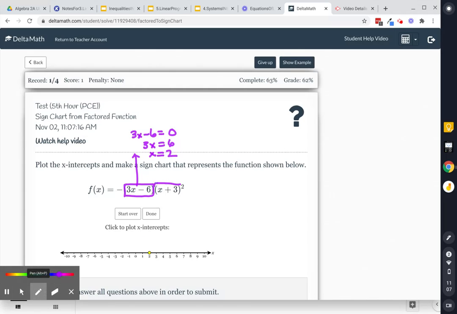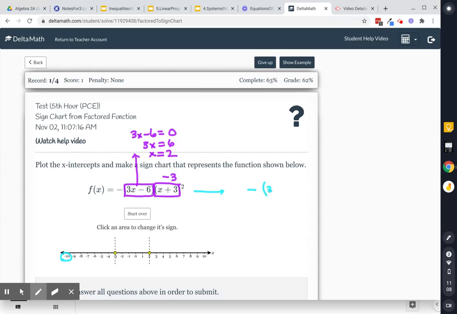Then my next one, the -3. So I've got some gaps. So click done. I make sure my intercepts are in the right spot. And then I've got gaps that I need to check. So here we go. Test the gaps. First one I'm going to do is -10.